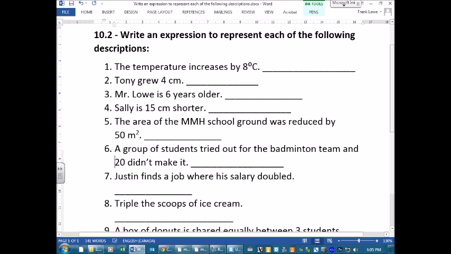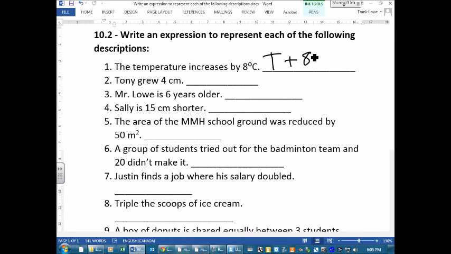So we're going to put a variable down, and you can use any variable you want. I could put T for temperature, right? T for temperature, and I know it increases by 8 degrees, so that would be plus 8. So whatever the temperature is, we've added 8 degrees to it. Okay, and that's an expression.